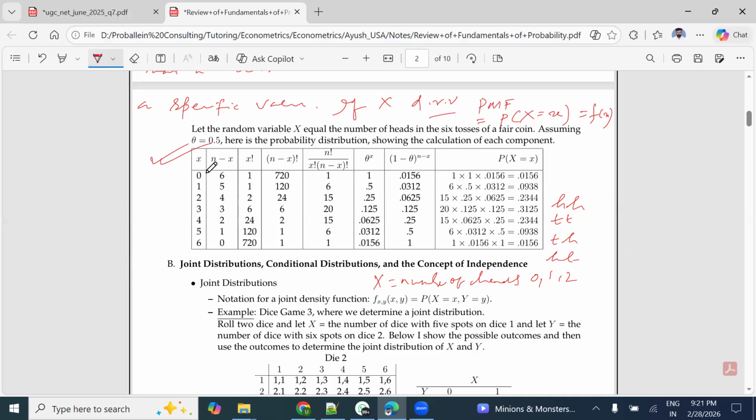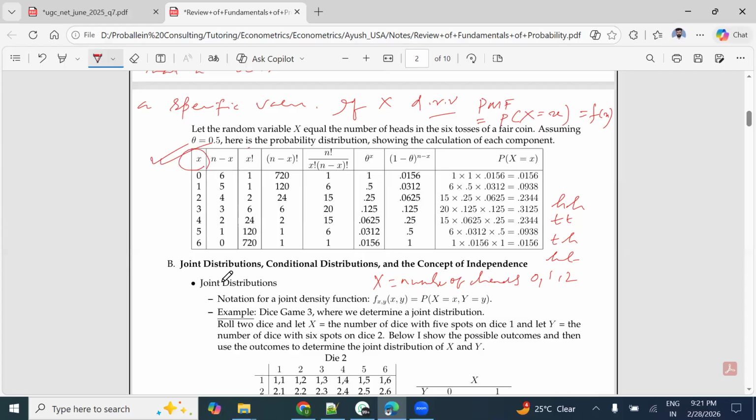Because what is X? X is basically theta, you already know, right? Theta is 0.5. Now it says let the random variable X equal the number of heads in 6 tosses of a fair coin. You are doing 6 tosses of a fair coin.